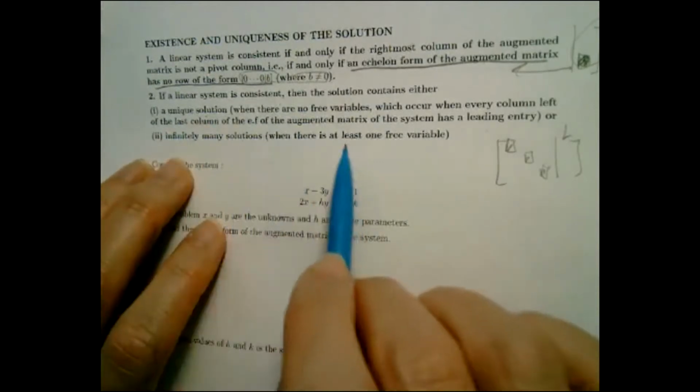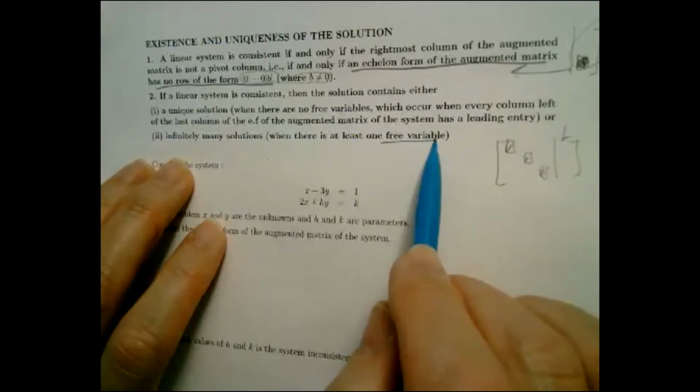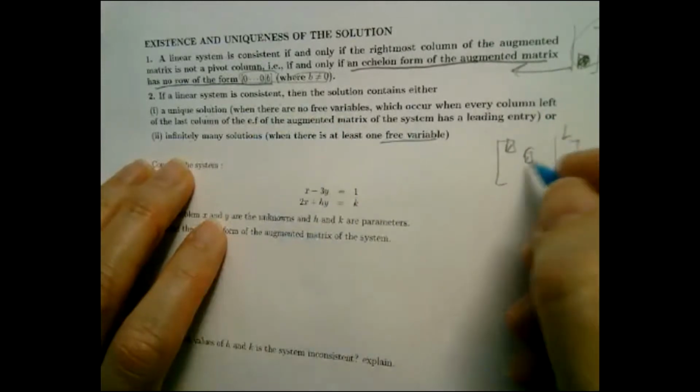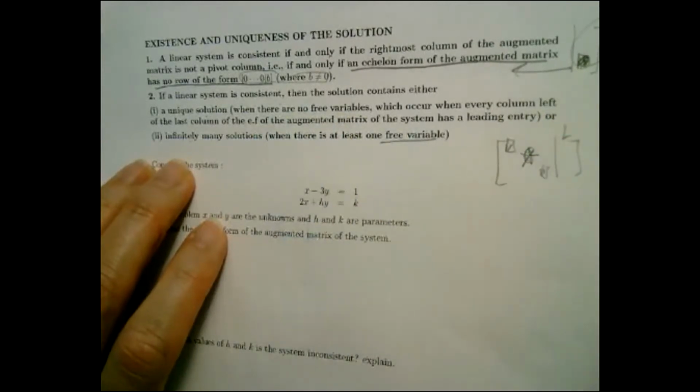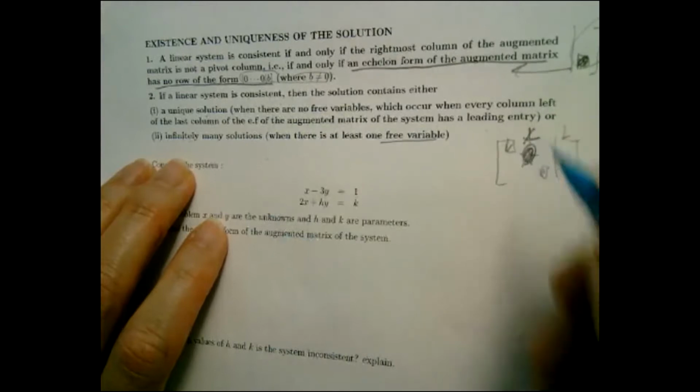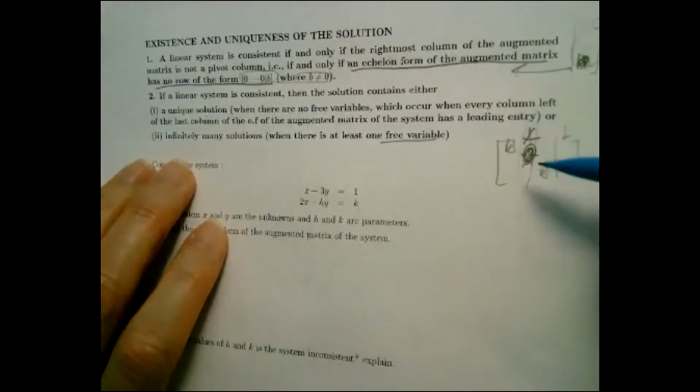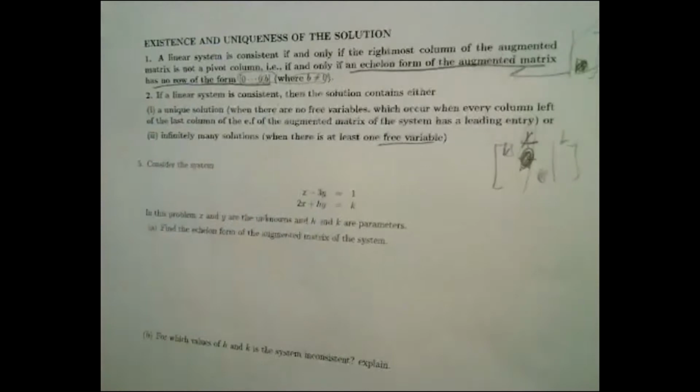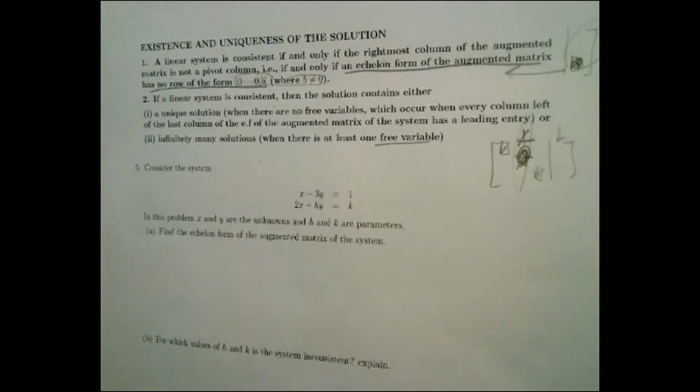Infinitely many, when there is at least one free variable. It means one of the columns has no leading entry. If one of the columns has no leading entry, then I will have infinitely many. Okay, so the echelon form will actually tell me everything about the nature of the solution, whether it's unique, non-existent, or infinite.